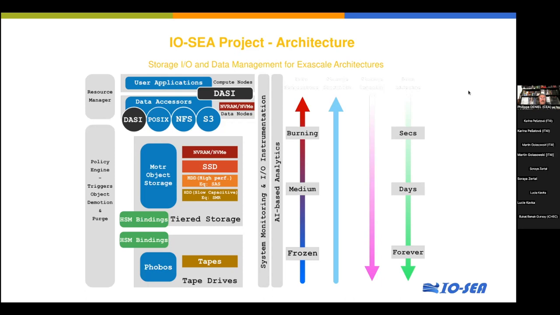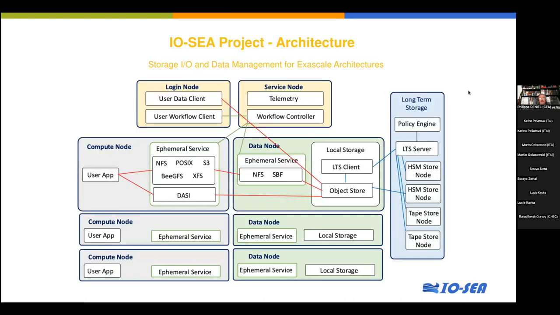All of this is managed by a resource manager on the top left hand side, and we have to deal with movement of data in between the various storage locations, between the HDDs and SSDs and tapes. And these are triggered and managed by the policy engine. Everything is monitored. And we'll see later in this topic how monitoring information could be managed by an AI-based framework, which could analyze them in depth and provide recommendations and optimizations.